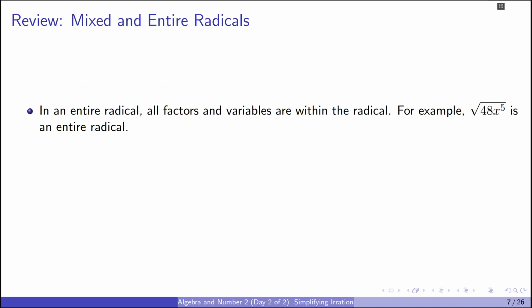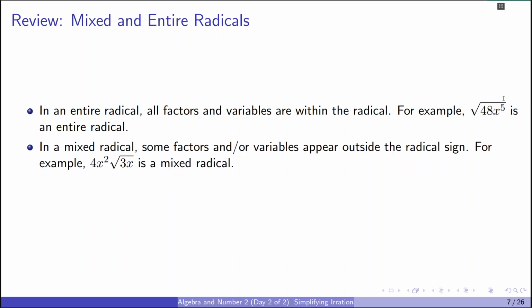Now, a review. In an entire radical, all factors and variables are within the radical. So, the square root of 48x to the fifth is an entire radical because there's nothing in front of this sign. Everything is under that radical sign. In a mixed radical, some of the factors or variables are outside the radical.